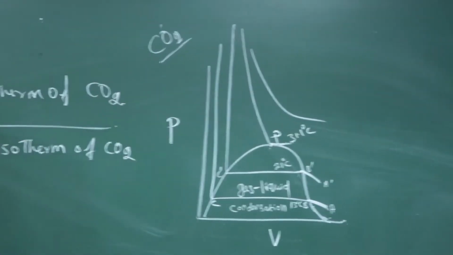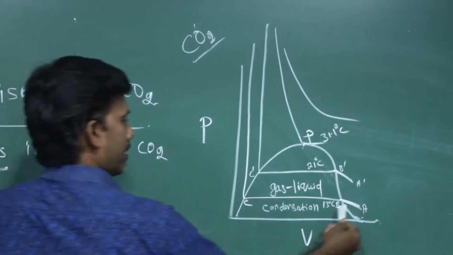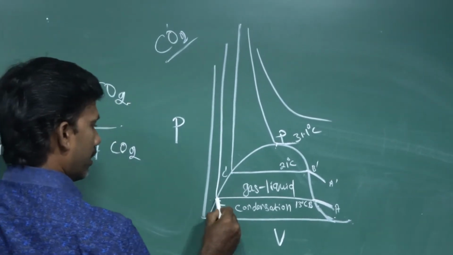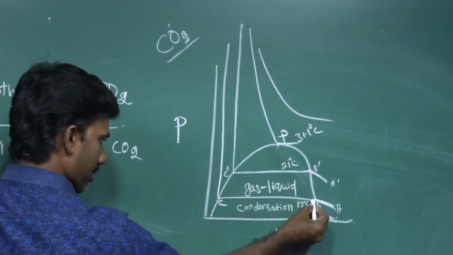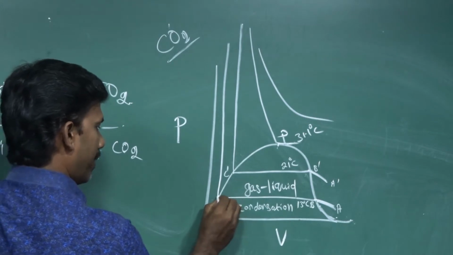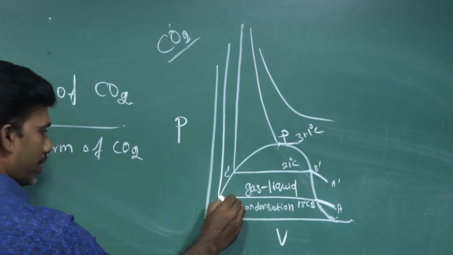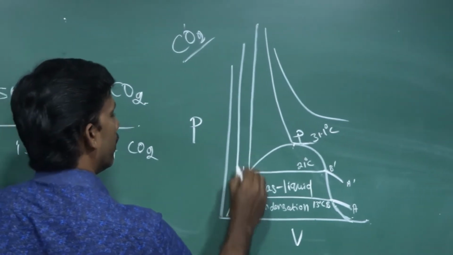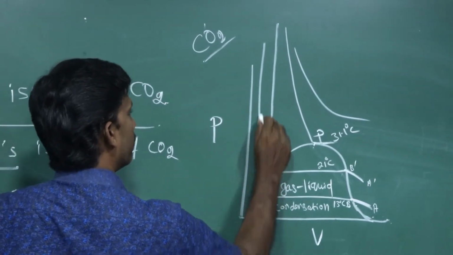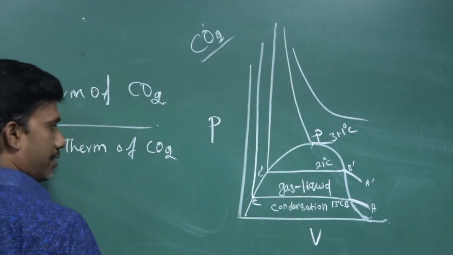Now, the successive isotherms. After reaching here, the gas is condensing towards the liquid. At the point C, the gas is completely converted to liquid. Then there is no change in the volume even though the pressure rises.